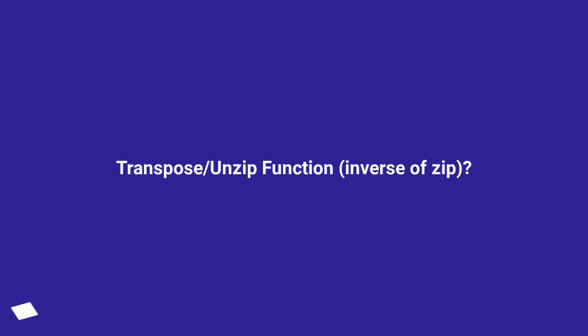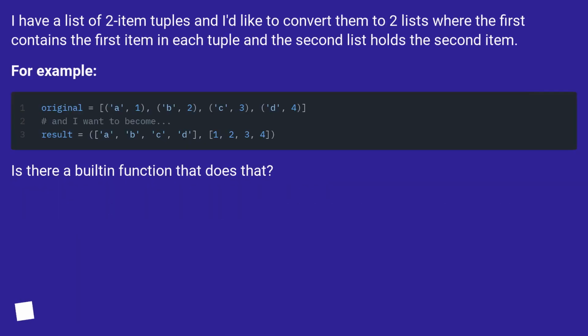Transpose/unzip function, inverse of zip. I have a list of 2 item tuples and I'd like to convert them to 2 lists where the first contains the first item in each tuple and the second list holds the second item. For example, is there a built-in function that does that?